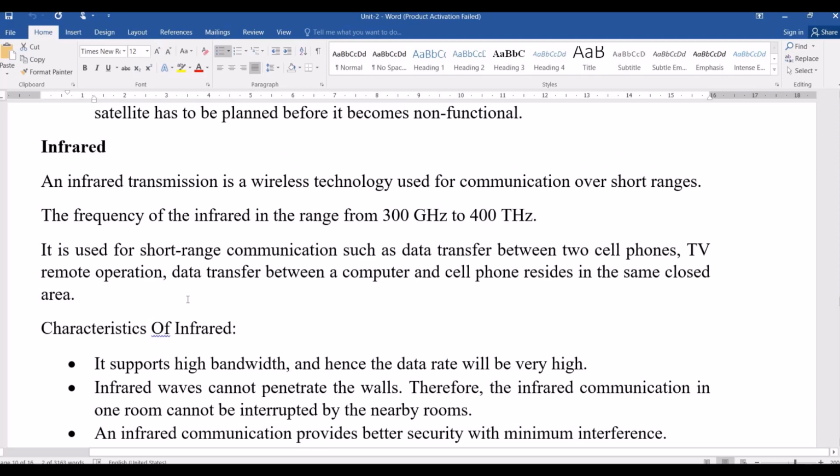That is the microwave, okay. So, well done up to this. Next class we'll go on to infrared communications. That's all for today.